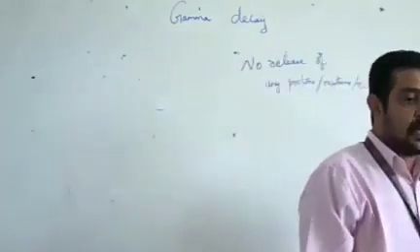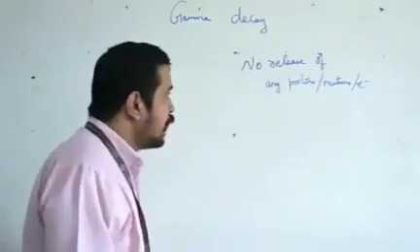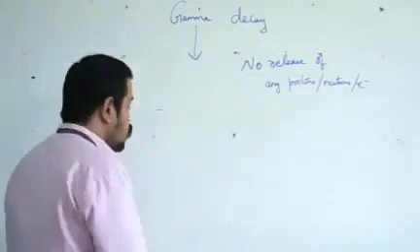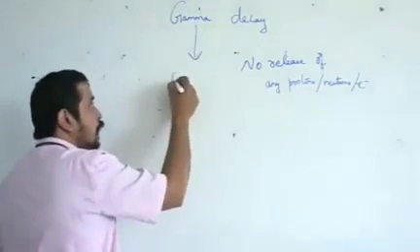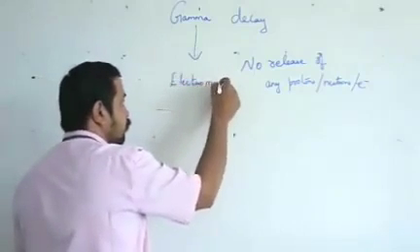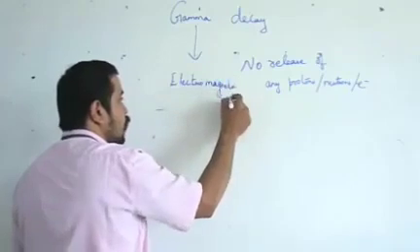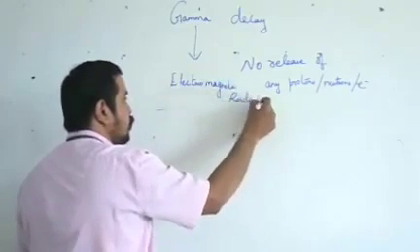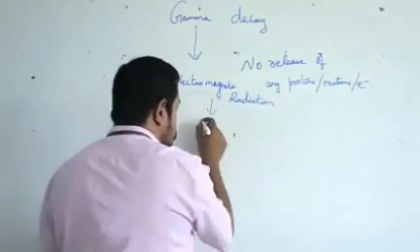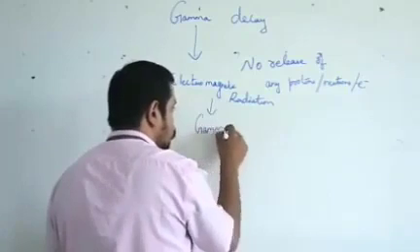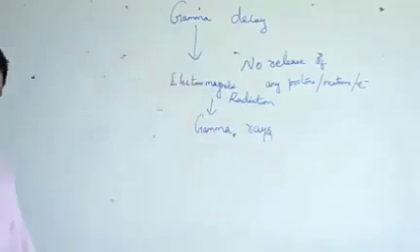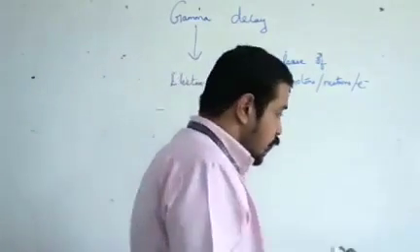But what happens in gamma decay? As a result of gamma decay, it produces electromagnetic radiation, which we call the gamma rays.